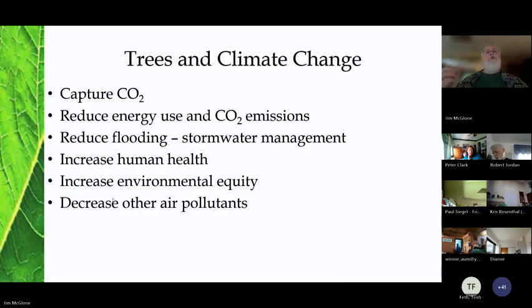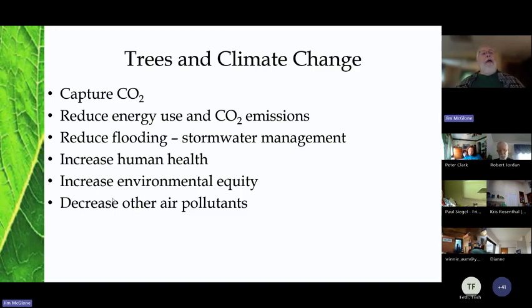So trees capture carbon dioxide. Photosynthesis is the only proven technology for removing carbon dioxide from the atmosphere. They can help reduce energy use, which also reduces the amount of carbon dioxide we're putting into the atmosphere. Flooding is another big issue associated with climate change. And because of the way trees interact with the soils, they can help reduce flooding.